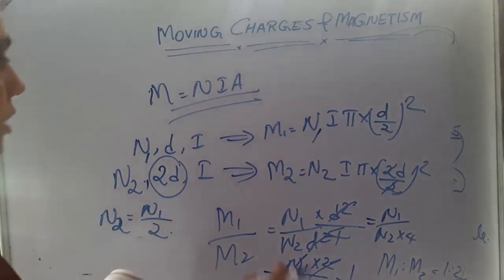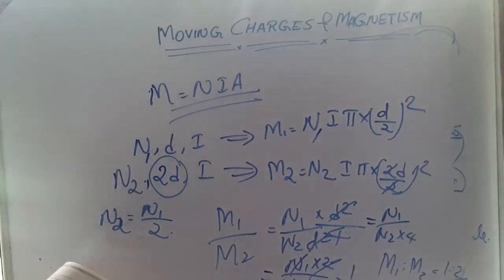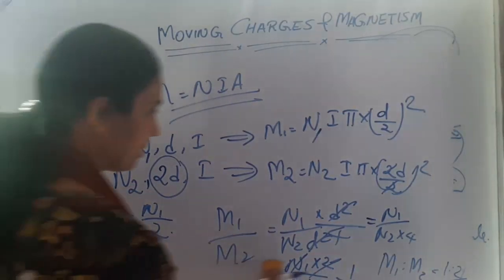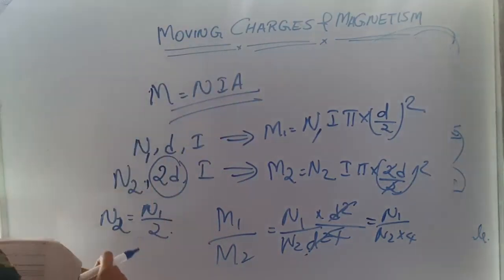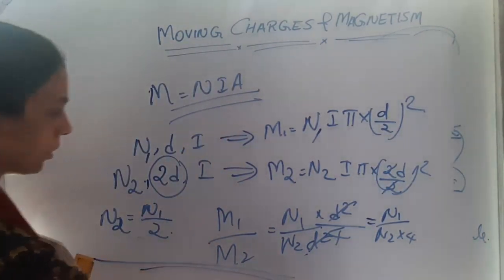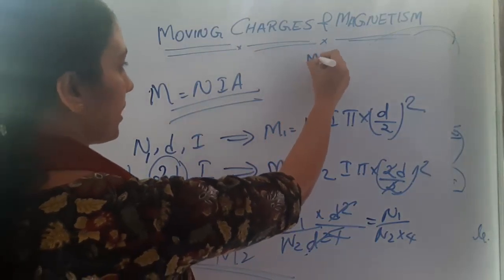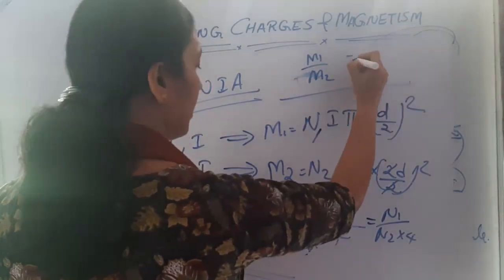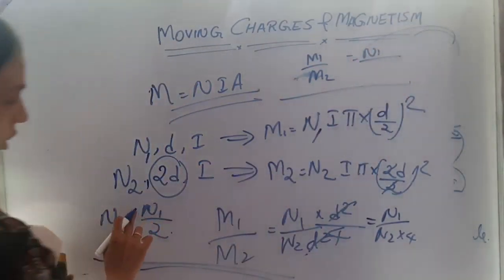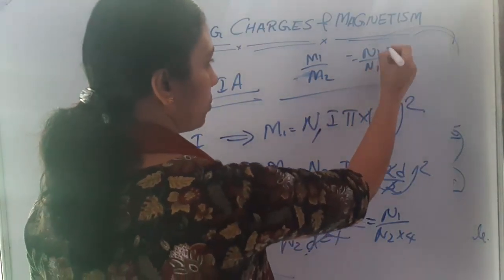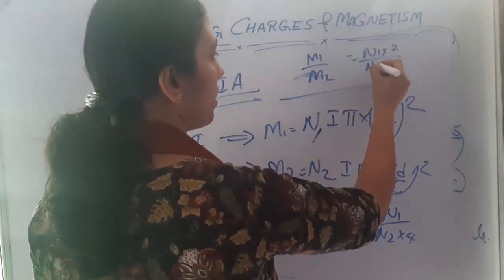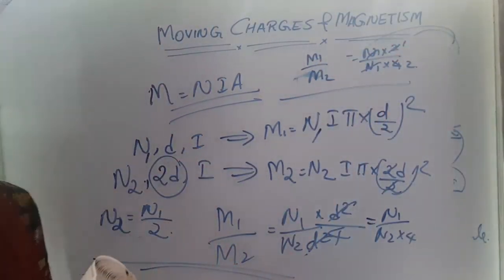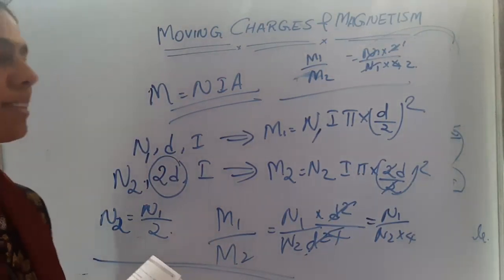This is the ratio between the two. I am not sure whether you are able to view the last portion, so I'll write down everything once more. Till here it is visible for you, right? So M1 by M2 equals N1 divided by, instead of N2, I can write N1 by 2, into 4. So N1 will get cancelled, giving 1 by 2. So M1 is to M2 is 1 is to 2. This is the ratio.